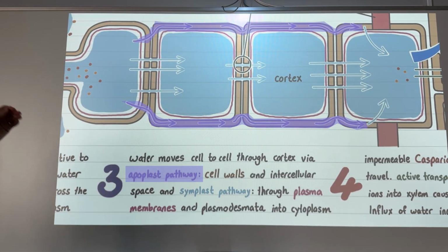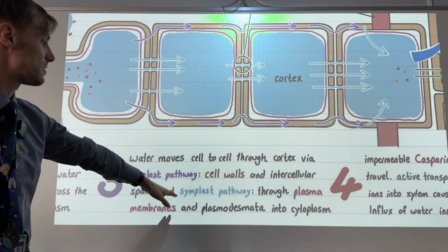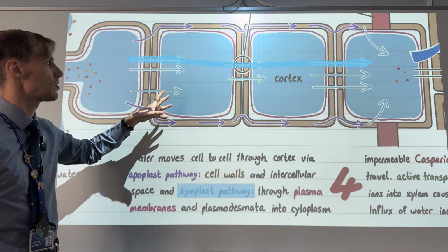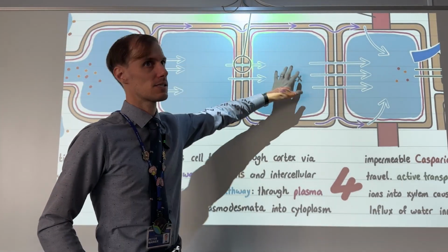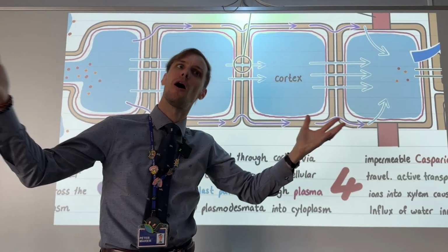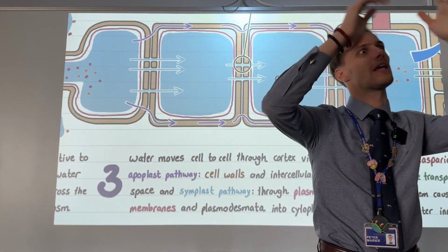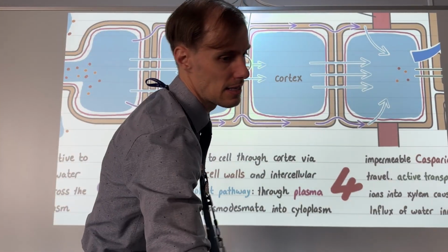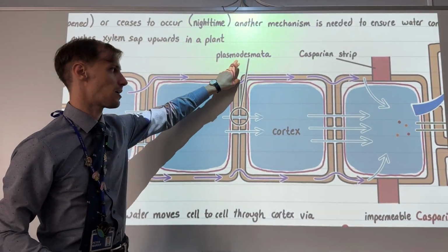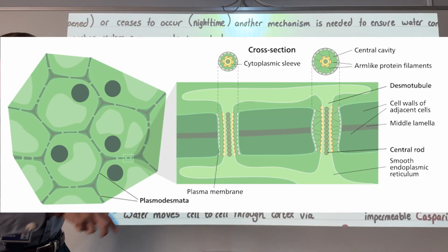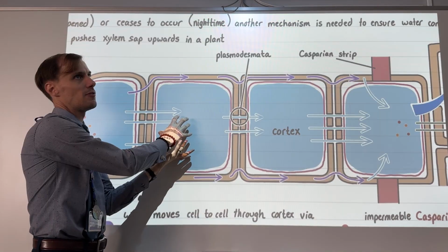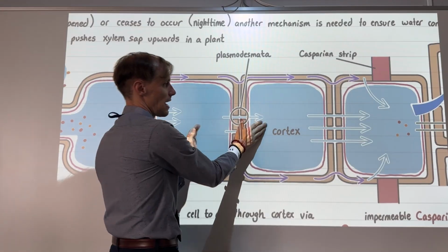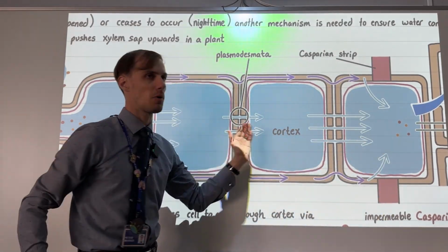And the other major pathway that's taken is something called the symplast pathway. That would be from cytoplasm to cytoplasm. Now, how is that possible? We have cell walls and a plasma membrane. What's doing that? Well, there's actually gaps. These gaps are called plasmodesmata. These gaps allow water to flow from the cytoplasm of one cell in the cortex to the next, to the next, to the next, all the way through.